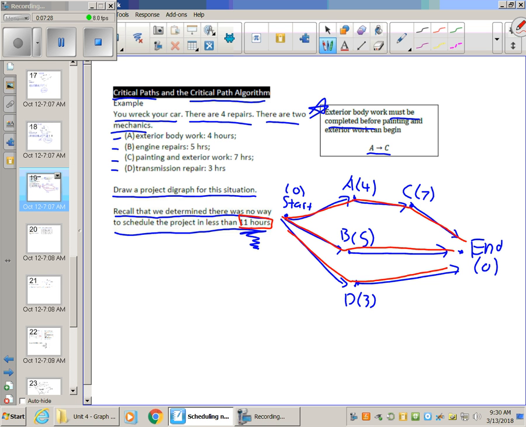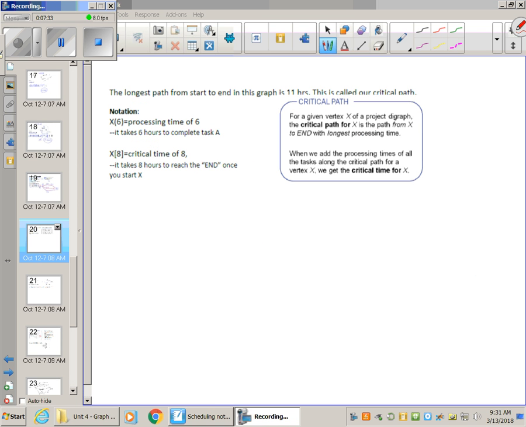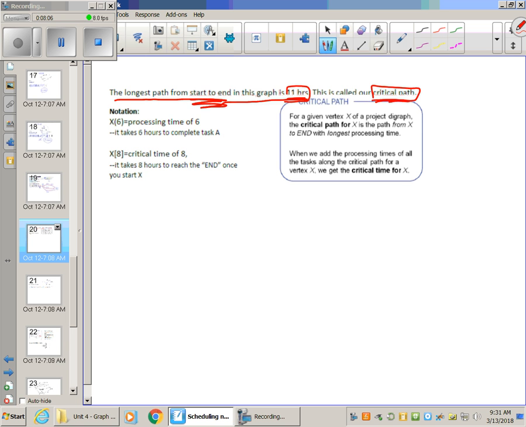This is leading into the idea of the critical path and the critical path algorithm. The longest path from start to end in this graph is 11 hours. This is called the critical path. The critical path is the longest path it takes to get from start to end. Even though it's the longest, that is the minimum amount of time it takes to complete all my tasks, because once that path is complete, all the other tasks have had enough time to be completed as well, and there's no way to complete it before the 11 hours. So if we can identify the critical path, we find our project minimum time.